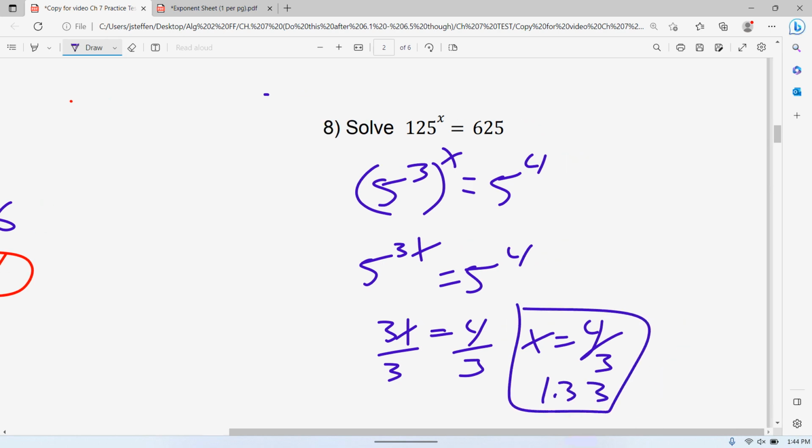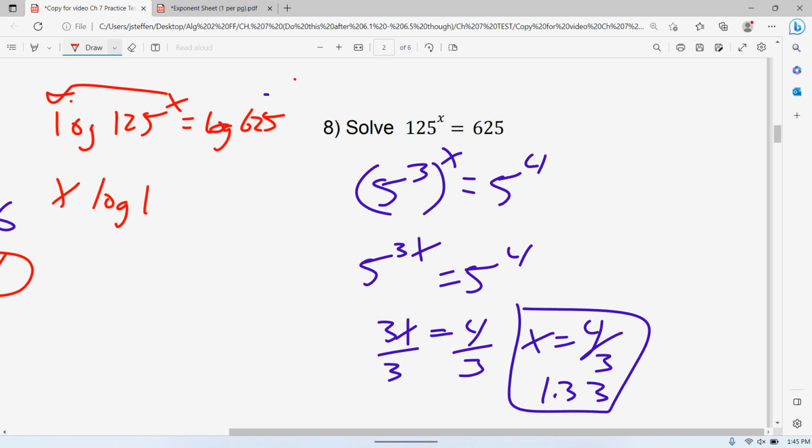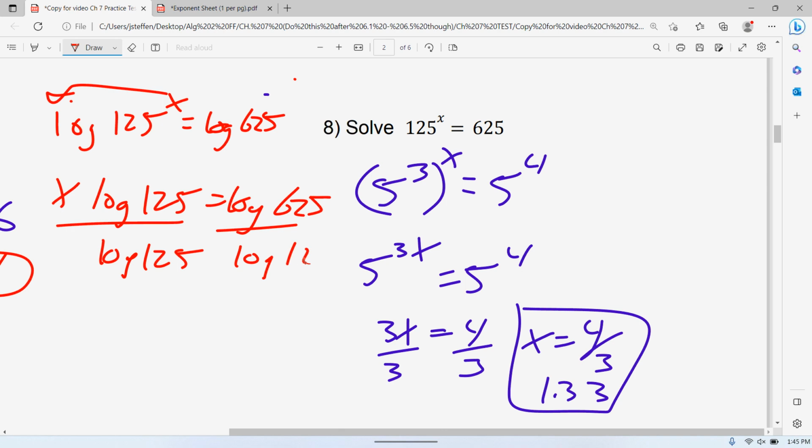Now again, if you took the log of both sides, so log of 125 to the x is equal to log, oh no, I'm going to run out of room. Let's do this way over here instead. So 125 raised to the x is equal to 625. So x times log of 125 is equal to log of 625. Divide both sides by the log of 125. It better give you the same exact answer. Let me check real quick. Log of 625 divided by log of 125 is the same thing, 1.33.